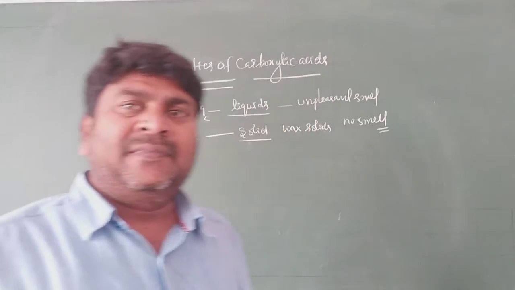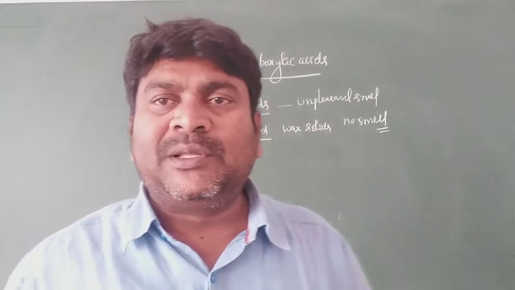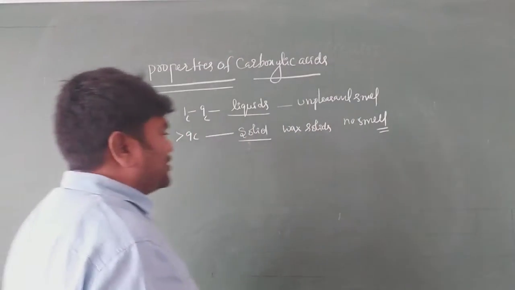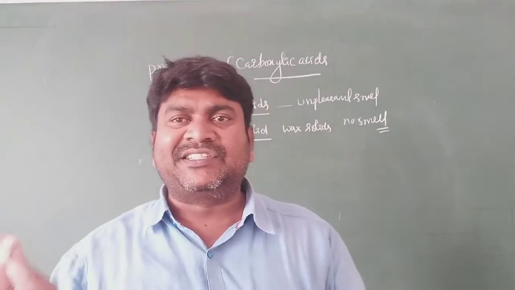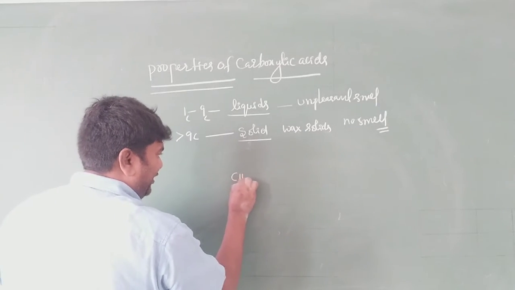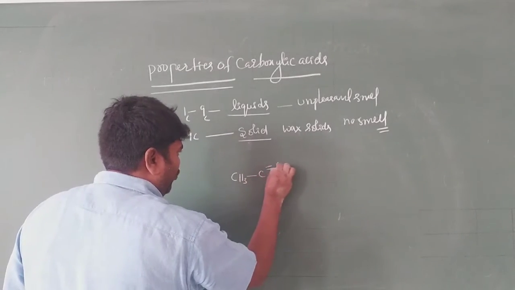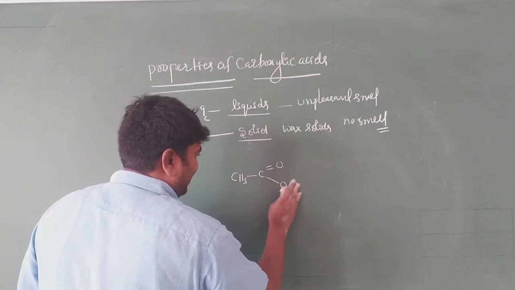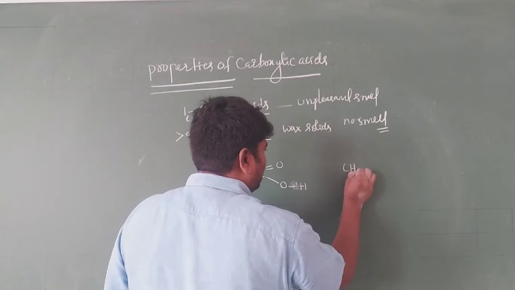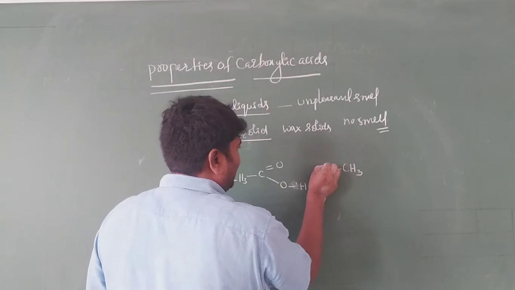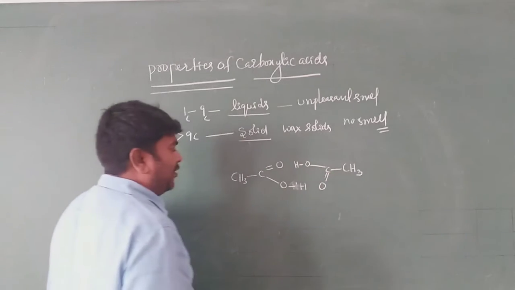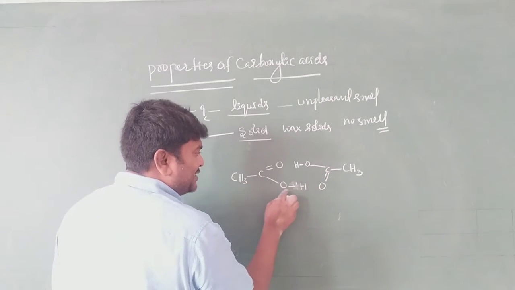Carboxylic acids are soluble in water due to the presence of hydrogen bonding. Next one, acetic acid can exist as a dimer. See here, CH3 C double bond O and O H, O H. Similarly, another acetic acid molecule, CH3 C OH, double bond O. See all of you, carbon, oxygen and hydrogen.